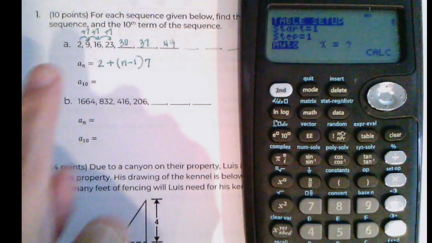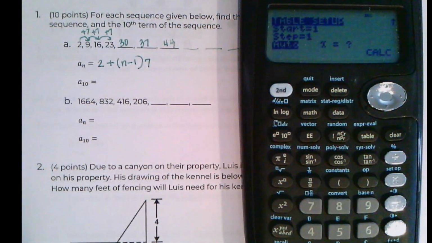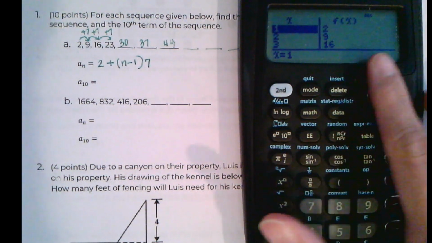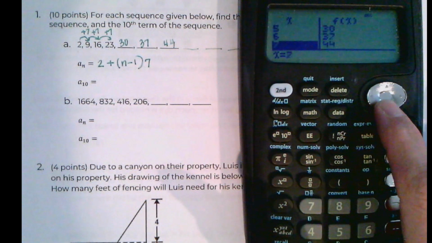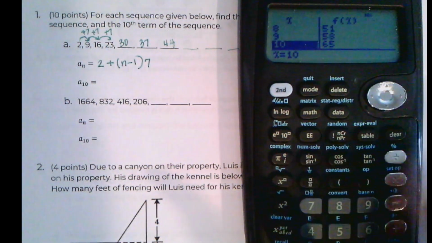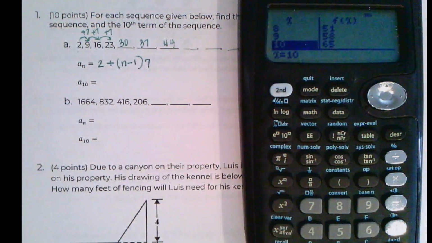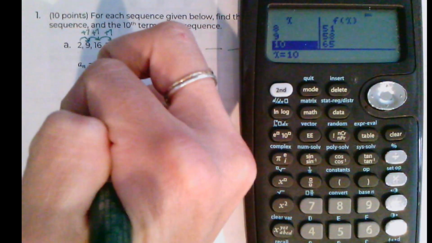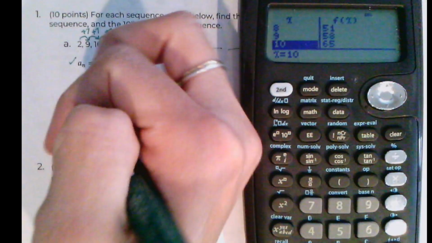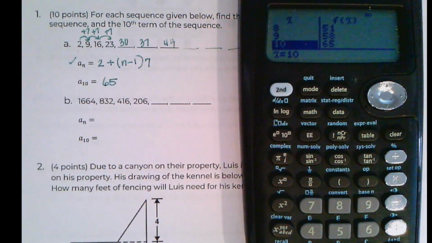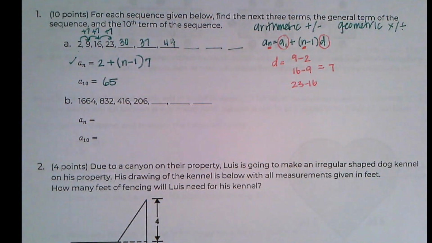Starting at 1 and stepping by 1 is perfect. That's exactly what a sequence does. And we can see our pattern, 2, 9, 16, 23, and we can scroll all the way down to number 10. This is going to be 65. So not only did I get to check that my general term was correct by seeing that it gave me out all those terms from before, but I also was able to then get my 10th term. Cool. So that's the first one.